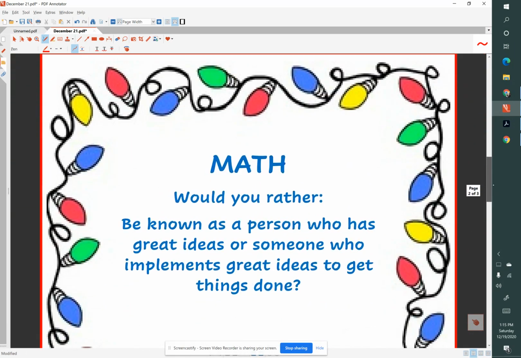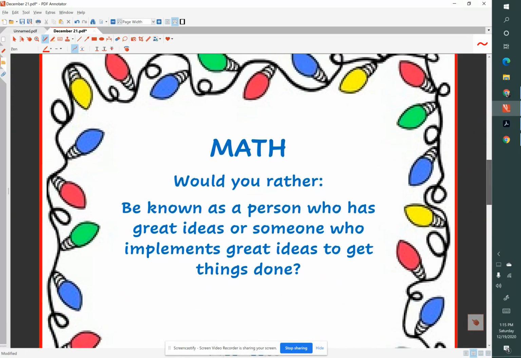Our do now question today is really interesting. Would you rather? So that's a choice. We're making a choice. Be known as a person who has great ideas. So that's the first choice. Or here's the second choice. Someone who implements great ideas to get things done.